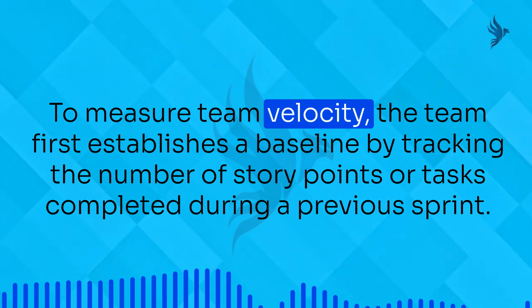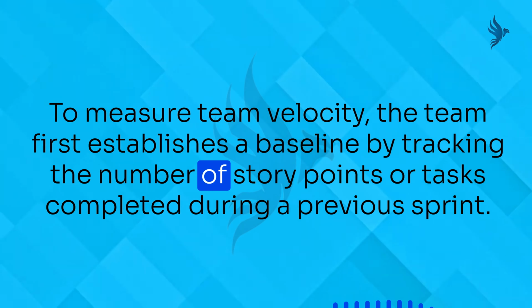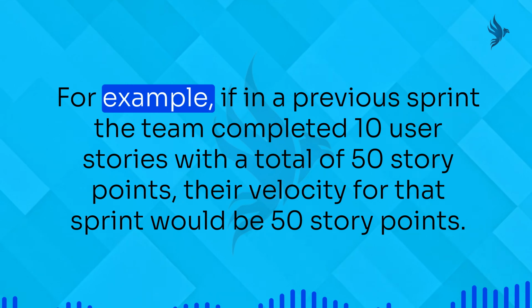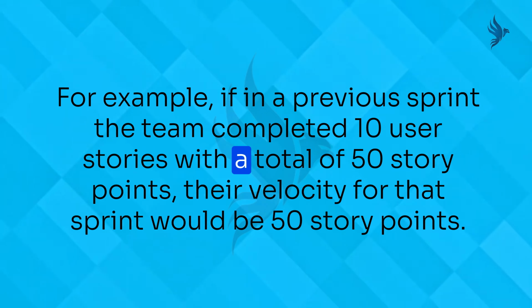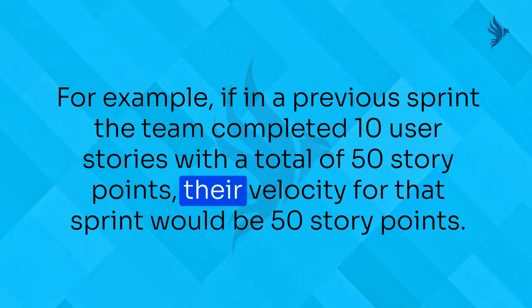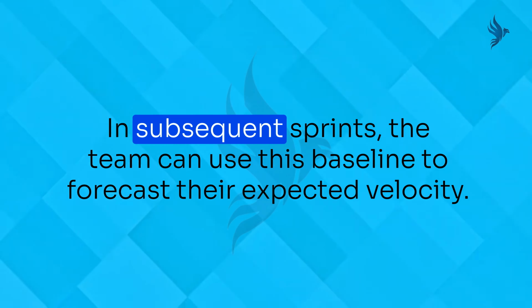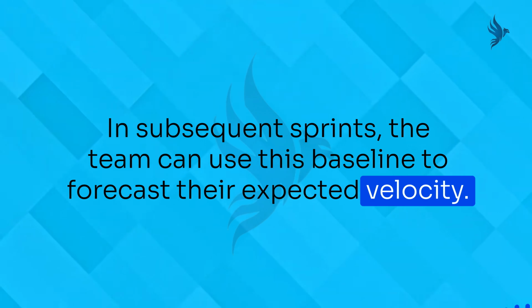To measure team velocity, the team first establishes a baseline by tracking the number of story points or tasks completed during a previous sprint. For example, if in a previous sprint the team completed 10 user stories with a total of 50 story points, their velocity for that sprint would be 50 story points. In subsequent sprints, the team can use this baseline to forecast their expected velocity.